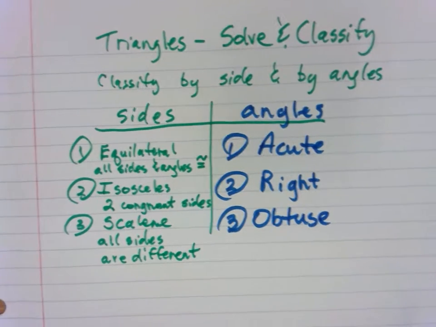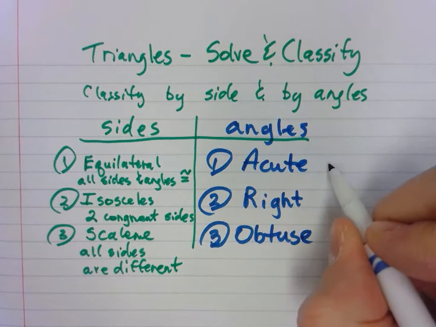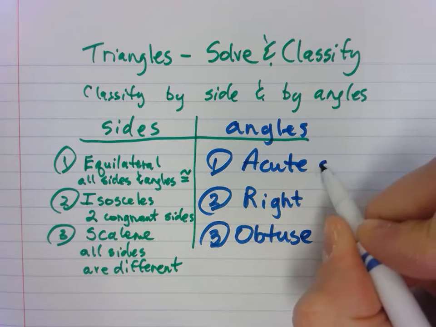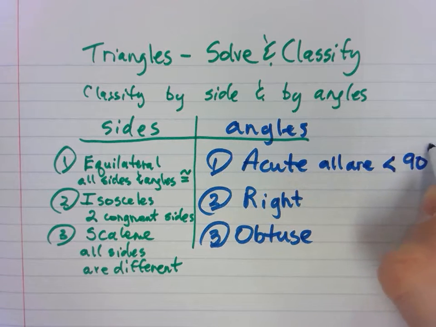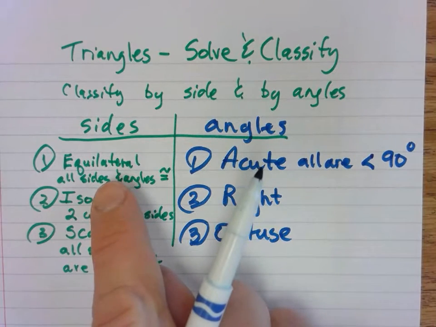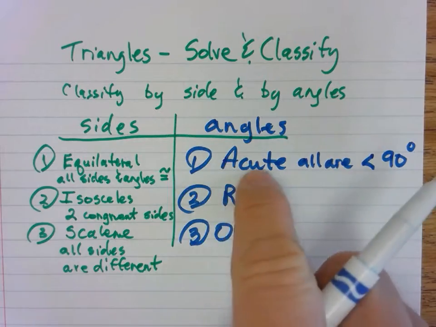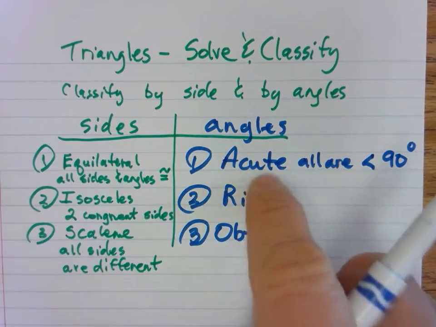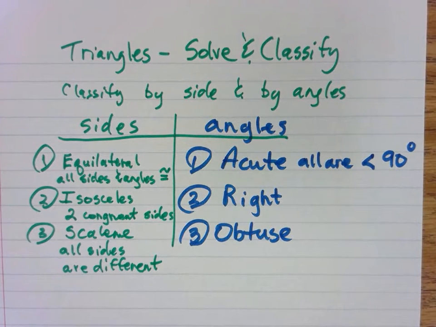If you'll remember from previous lessons, or maybe even from previous years, acute means that all angles are less than 90 degrees. So like in an equilateral triangle, they're all going to be 60: 60, 60, 60. So it would be an acute equilateral triangle or an equilateral acute triangle. Those 2 are going to go together a lot of the times. All the angles have to be less than 90 degrees for it to be acute.